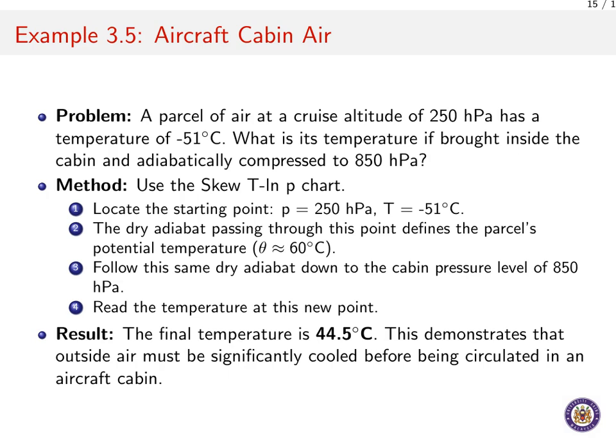First, we find the starting point at 250 hectopascals and -51 degrees. The dry adiabat running through this point tells us the potential temperature is about 60 degrees Celsius. We then follow that same dry adiabat down to the 850 hectopascal pressure level. Reading the temperature at this new point gives us a surprising result, 44.5 degrees Celsius. That is incredibly hot. This is why aircraft have to significantly cool the outside air before it is comfortable for us to breathe.